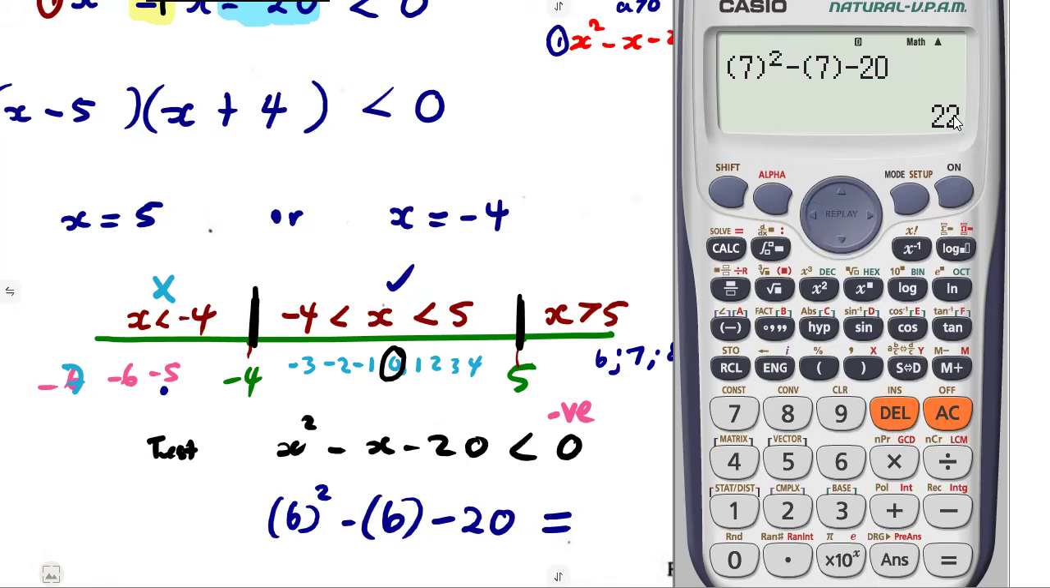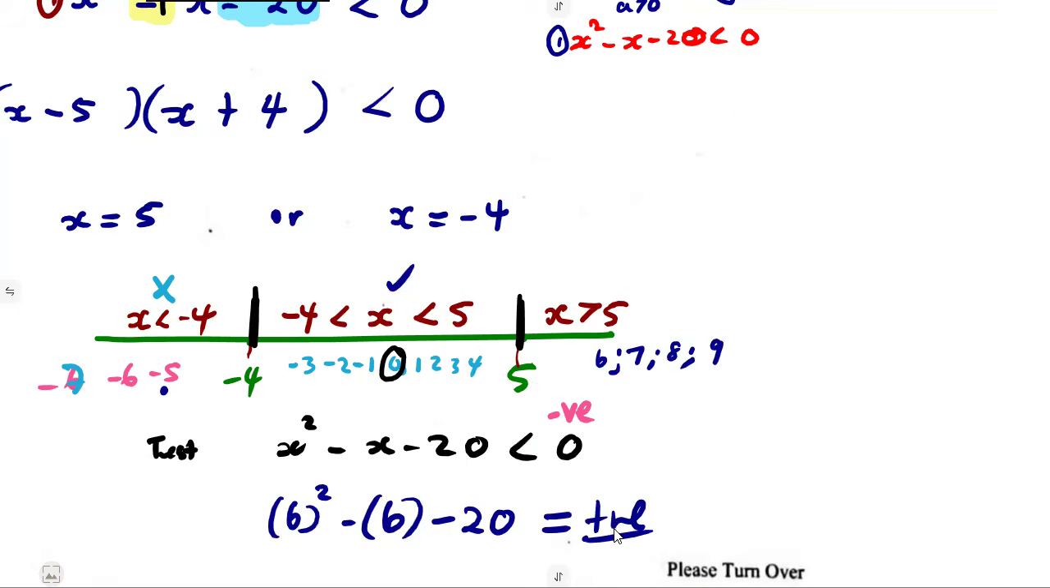The answers are positive. As you can see, 22. These values are all positive. We are not going to get a negative in this interval. We are not going to get a negative answer. So it means this interval is actually wrong, because the interval that we need says it must be less than 0. So that's your number line method, guys.